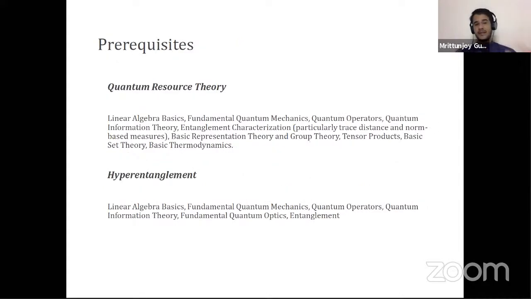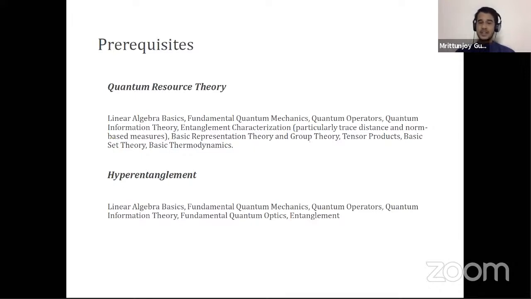Right. These two broad areas, about which I have given a very brief idea, have some basic prerequisites. Regardless of which area of quantum physics and information processing you take, linear algebra basics and fundamental quantum mechanics are obviously very important. For quantum resource theory, quantum operators and information theory are important. Particularly entanglement characterization is important because one has to look at the kinds of constraints and the kinds of applications that can be done. So particularly trace distance and norm-based measures are important on that front.